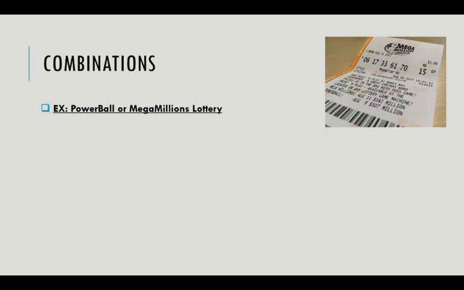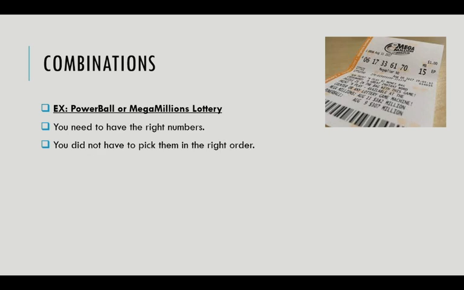Let's talk about Powerball or the Mega Millions lottery. Maybe some of you are actually in this industry. Maybe some of you own a store where you sell either Powerball or Mega Millions lottery tickets. So with these games right here, you need to have the right numbers, but you don't have to pick them in the right order. So 11, 29, 57, 82, and 14 means you would win if you pulled and chose 29, 14, 57, 82, 11, right? We all understand what I mean when I say order doesn't matter. You have the right numbers, different order, you're a winner.